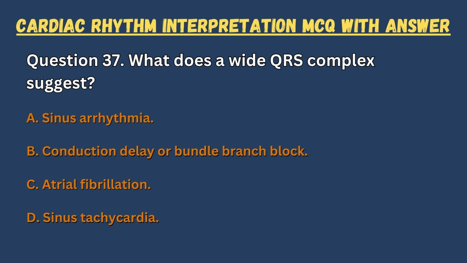Question 37. What does a wide QRS complex suggest? A. Sinus arrhythmia. B. Conduction delay or bundle branch block. C. Atrial fibrillation. D. Sinus tachycardia.